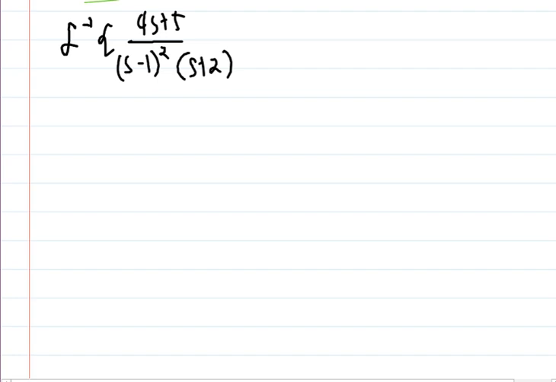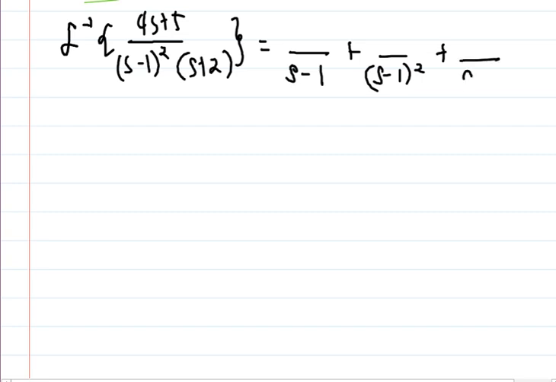Okay, so we need to decompose our equation. Since we have a repeated linear factor, first we have the linear form s minus 1, plus s minus 1 squared, plus another factor which is s plus 2. All of them are linear, so the numerators will be constants. We have A, B, and C, and we are going to perform the operation.